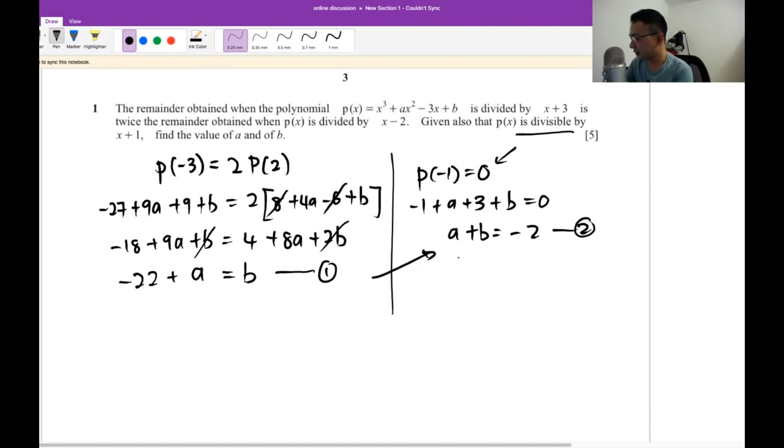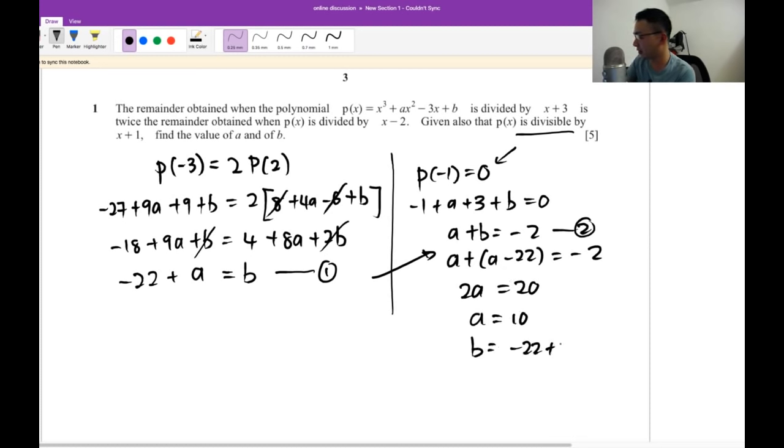So I will have a plus b, which is a minus 22, equals to negative 2. So 2a equals to 20. Negative 22 move to the other side, plus 20, right? a equals to 10. Then b equals to negative 22 plus 10. b equals to negative 12. So yeah, this question should be quite easy.